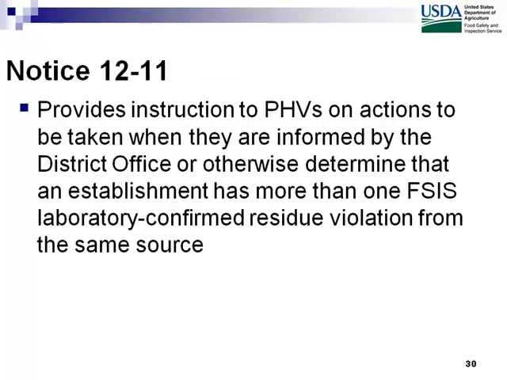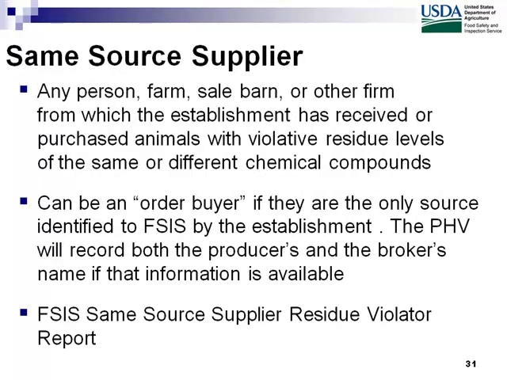And then this year, and especially in the last couple weeks, we've received some new notices regarding residues. Notice 12-11 just provides instruction to the public health veterinarian on actions to be taken whenever they find out that an establishment does have a residue violation from the same source supplier. And when we talk about a same source supplier, that's any farm or sale barn where they've previously been notified of having a violative residue level in an animal that was presented for slaughter.